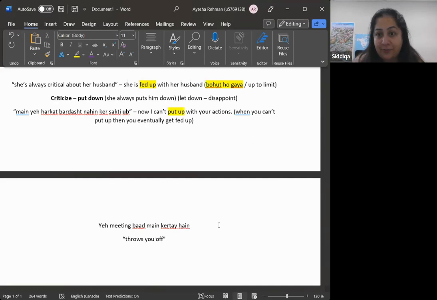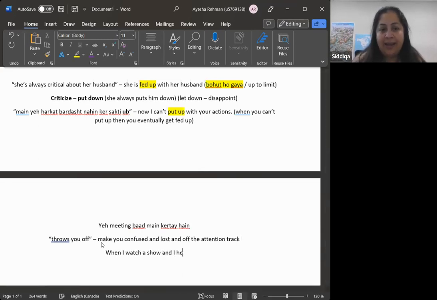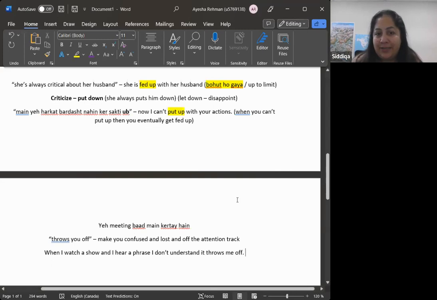And this is also a phrasal verb, throw off, right? It means to make you confused, lost, off the attention track, you know? So you can say when I watch a show and I hear a phrase I don't understand, it throws me off. So this is what you would say.